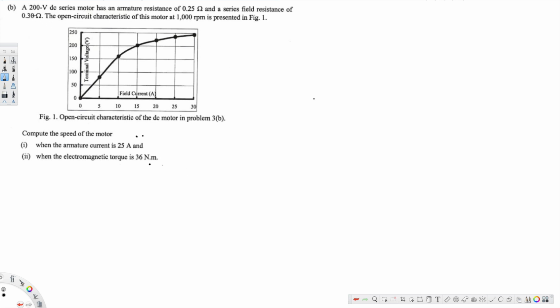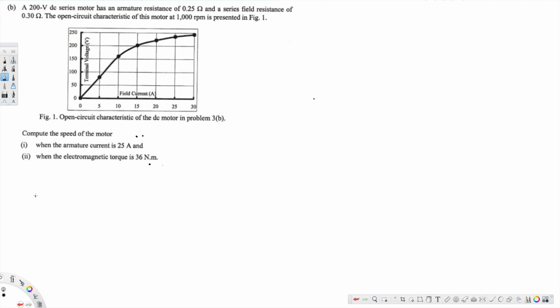This question is asking: a 200 volt DC series motor has an armature resistance of 0.25 ohm and a series field resistance of 0.30 ohm. The open circuit characteristic of this motor at 1000 revolutions per minute is presented in figure 1. The first question is asking to compute the speed of the motor when the armature current is 25 ampere and when the electromagnetic torque is 36 Newton meter.